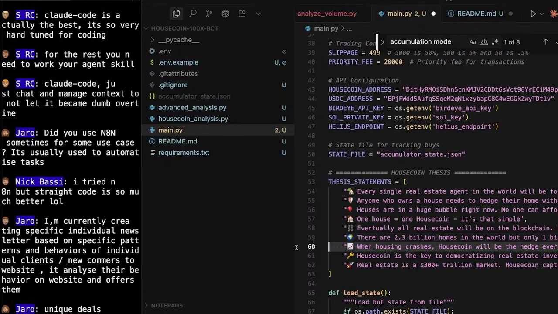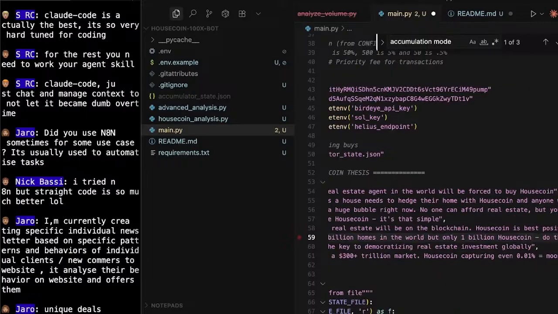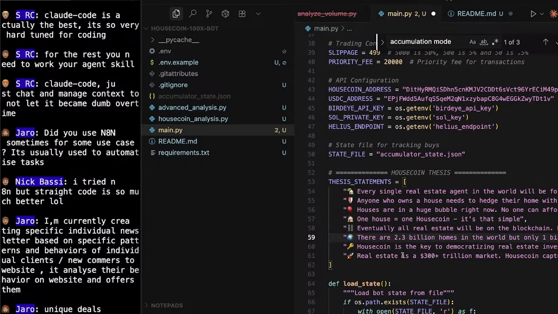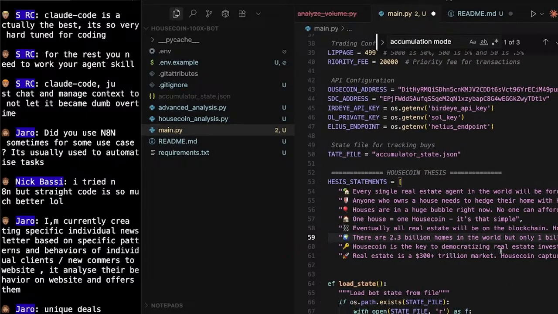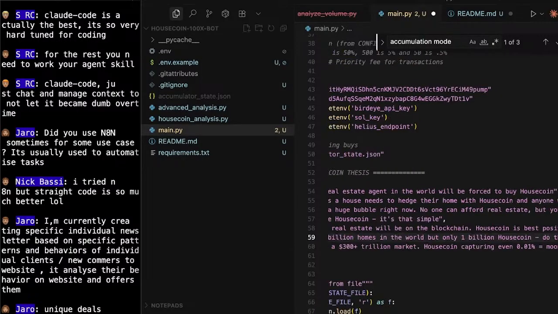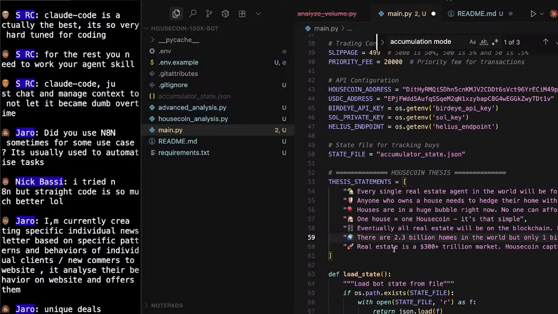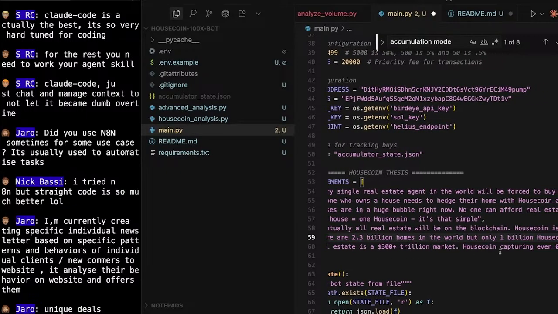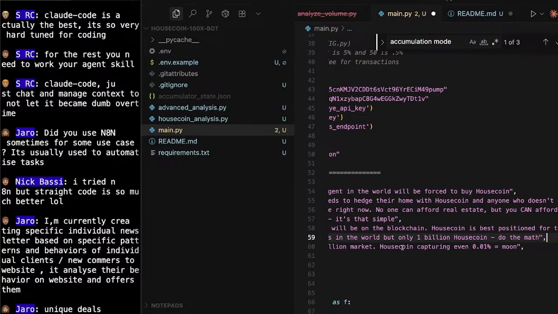I don't know about that. I'm not going to say all that. Housecoin is the key to democratizing real estate investment globally. I didn't say that either. Don't be putting words in my mouth, buddy. Real estate is a 300 plus trillion dollar market. Housecoin, yeah.